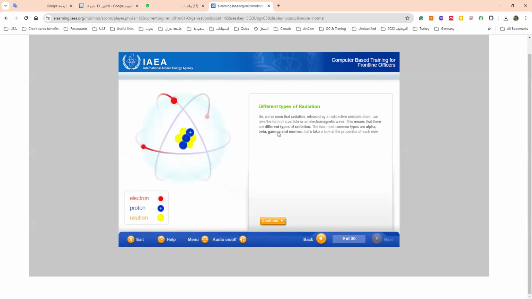Different types of radiation. So we've seen that radiation released by a radioactive unstable atom can take the form of a particle or an electromagnetic wave. This means that there are different types of radiation. The four most common types are alpha, beta, gamma, and neutron.